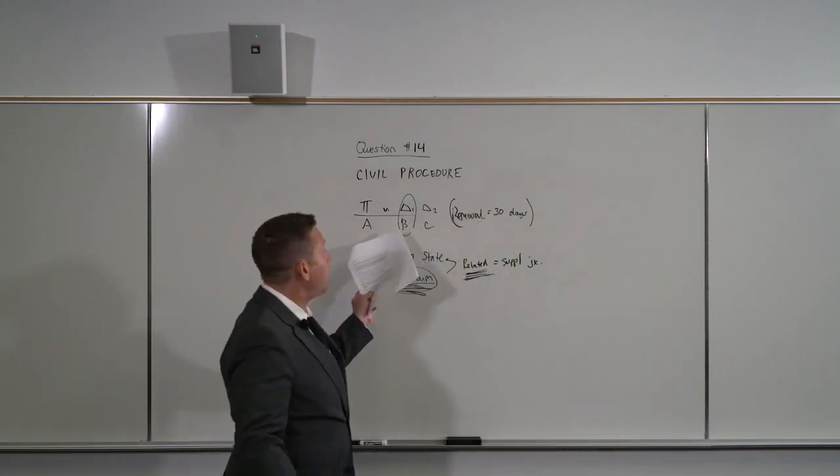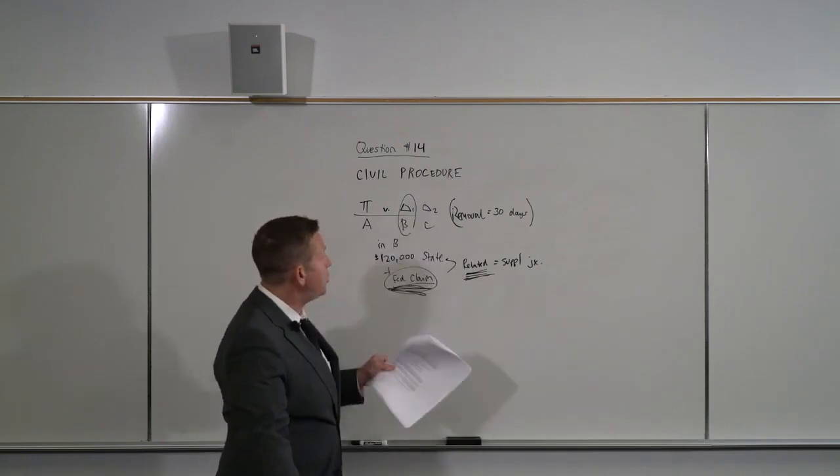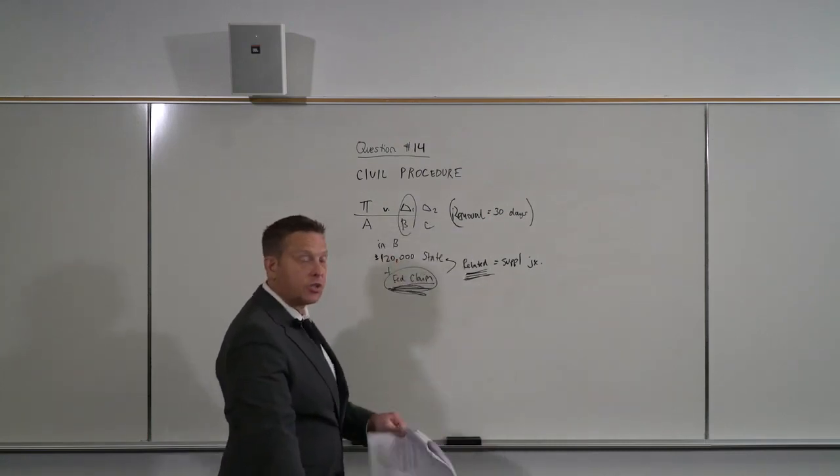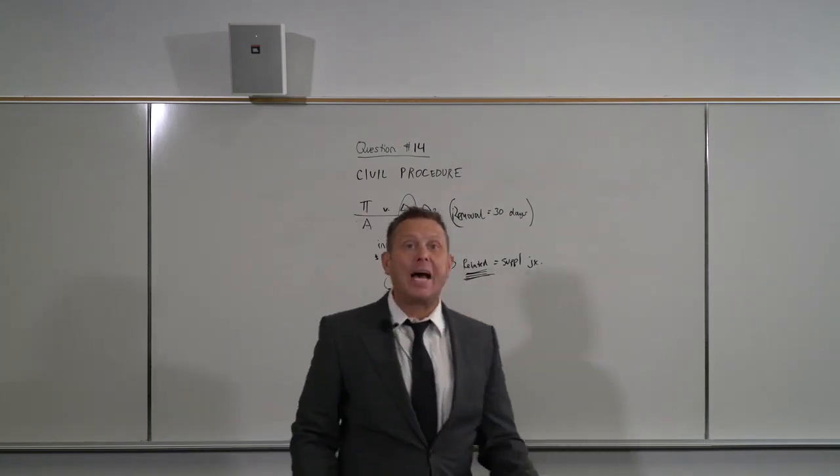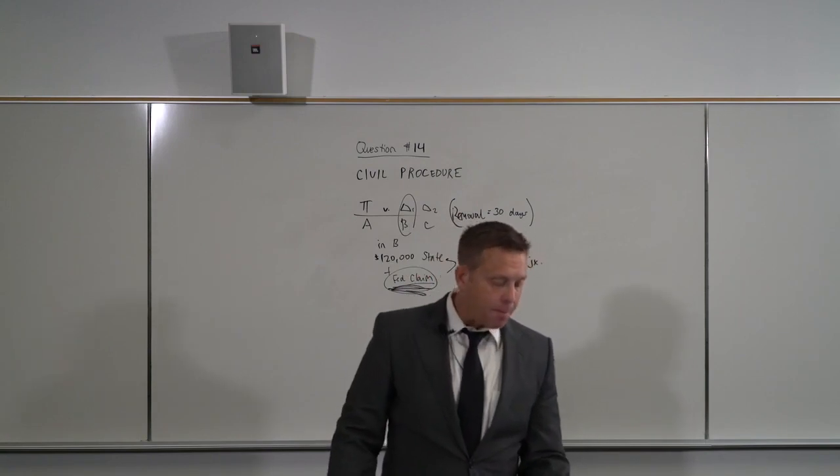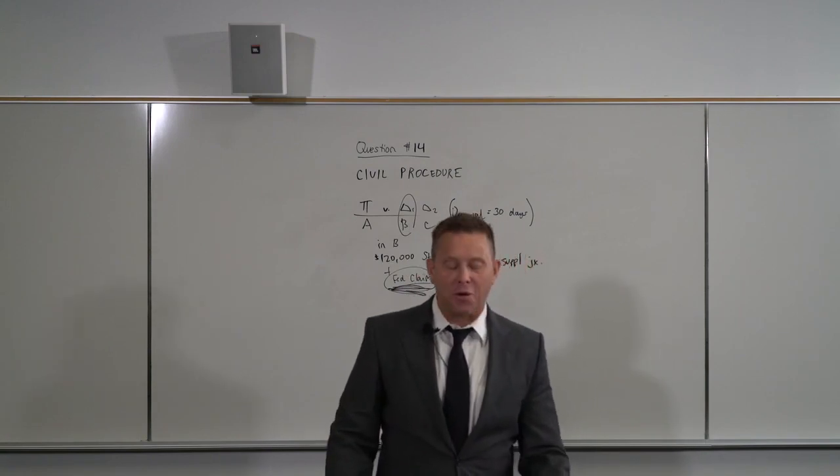No, it would have been untimely if D1 tried to remove, but D2 got it within the 30 days. They're only 25 days later. B as in boy is out. C as in Charlie, because the amended complaint asserted a claim under federal law.